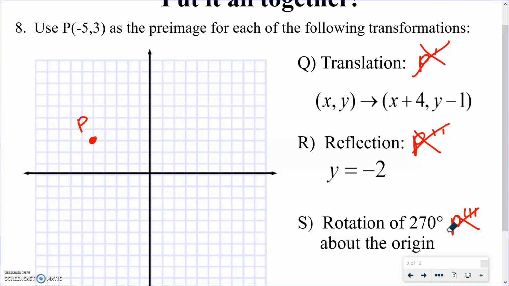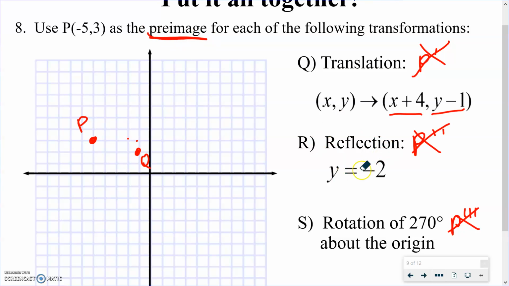Okay, so the first one we're going to translate plus 4 in the x direction, so that's to the right 4, and then down 1 in the y direction. So 1, 2, 3, 4, and down 1. So this would be point Q. Okay, and we're going to use the same pre-image for all 3 of these.